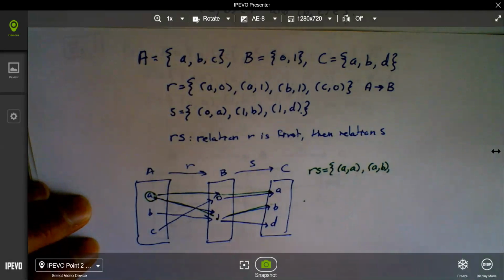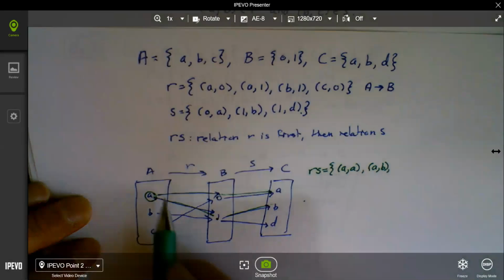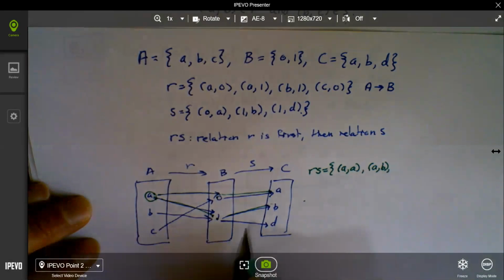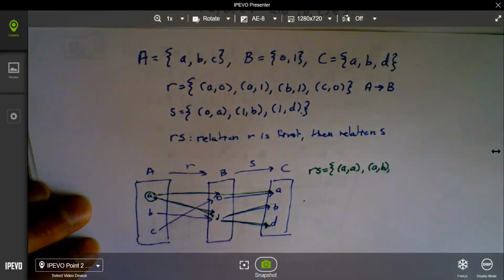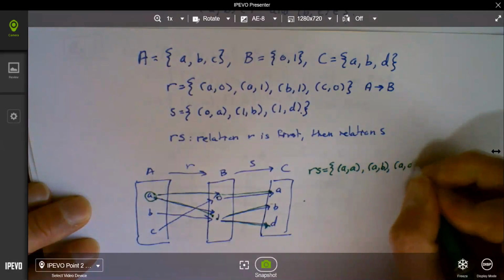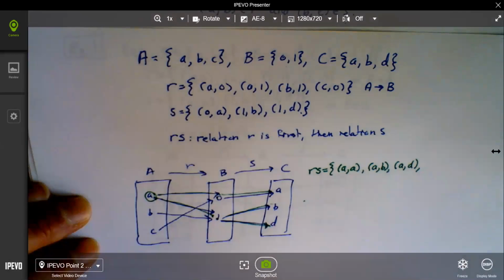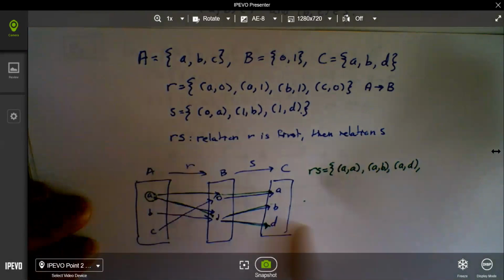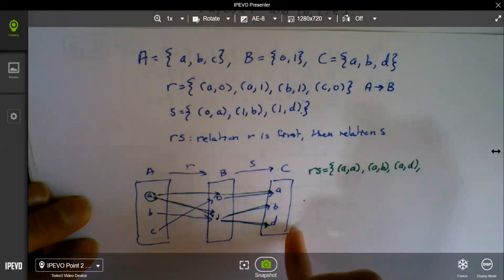And then you see we had another option for A. So we are at little a in set A. We can go to 1 in set B, and then go to element D in set C. So that's AD. Okay. So that was all our options from starting at little a in set A and ending up in set C.